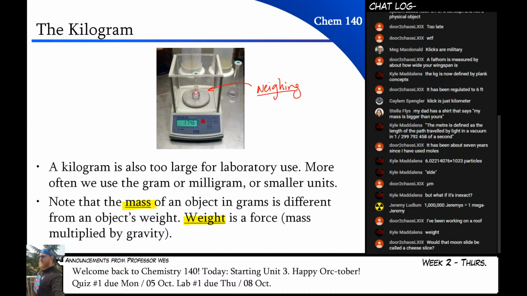Not neighing. I guess that W could be a little better here. Boop. Now we're A-ing, which is to be a Canadian. There we go. Now we're weighing.